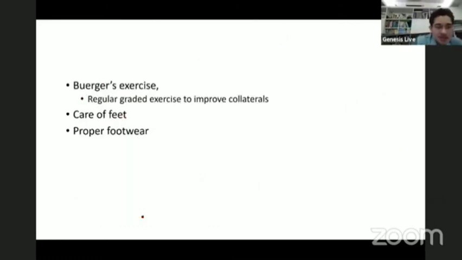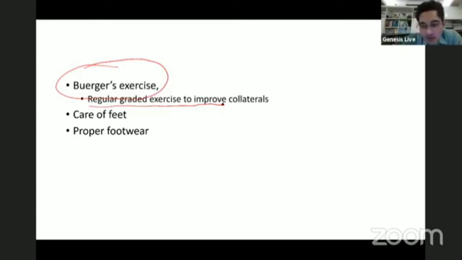Buerger's exercise is very important. In case of Buerger's, we ask the patient to do regular graded exercises. We ask the patient to walk maybe 50 meters one day and keep it for 7 days. Maybe on the 8th day, the patient would be able to walk another few feet. This is how they increase their collateral circulation.